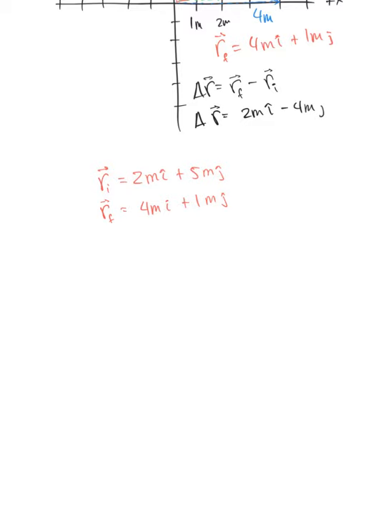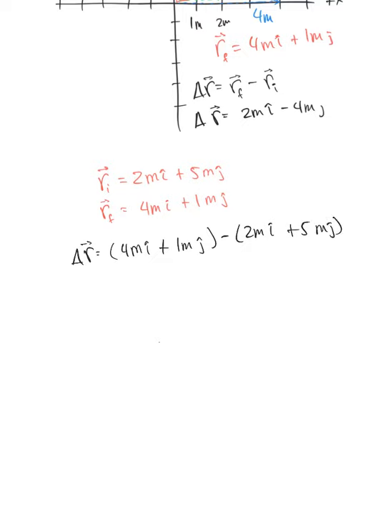In general, this graphical approach to vectors is useful visually, but it is not the fastest way to add or subtract vectors. To do that, we're actually going to use an algebraic approach. So here I have rewritten my initial and final vectors. If I write out delta r in terms of the two vectors, it is r final minus r initial, so that is 4 meters I hat plus 1 meter j hat minus 2 meters I hat plus 5 meters j hat.